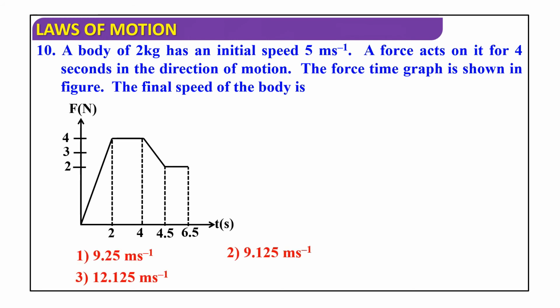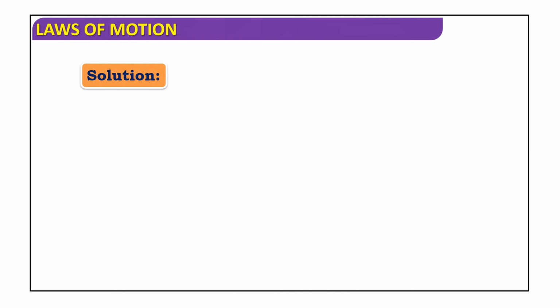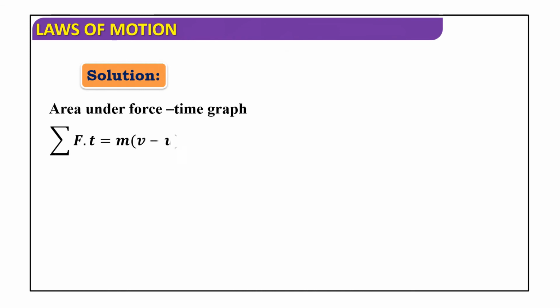Here they have given these 4 options, and we have to find out which one is correct. Let us go to the solution. Now the area under the force-time graph, that is ΣF·t, equals m(v − u).